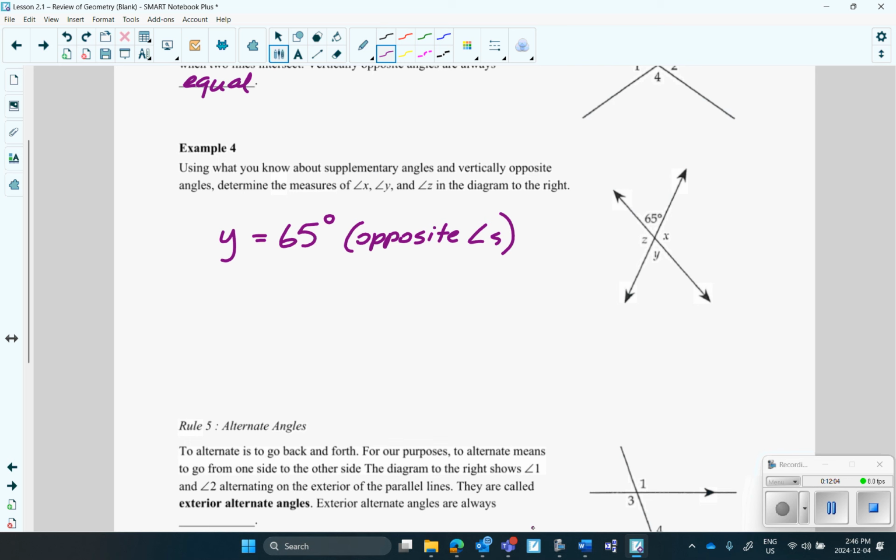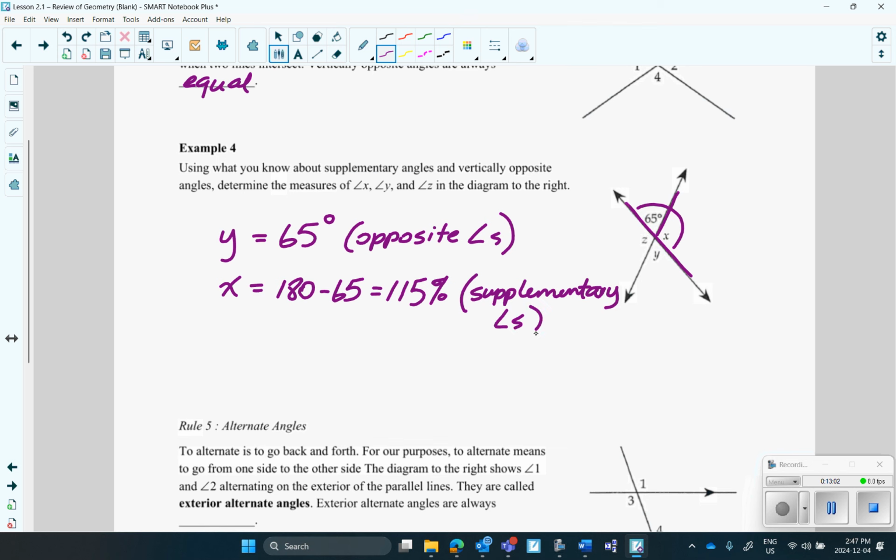What about X or Z? What do you notice about 65 and X if you put them together? Which is how many degrees? No, this angle and this angle will add up to 180, half a circle. And remember, 2 angles that add up to 180 are called supplementary. So X is 180 minus 65, which is 115, because of supplementary angles.